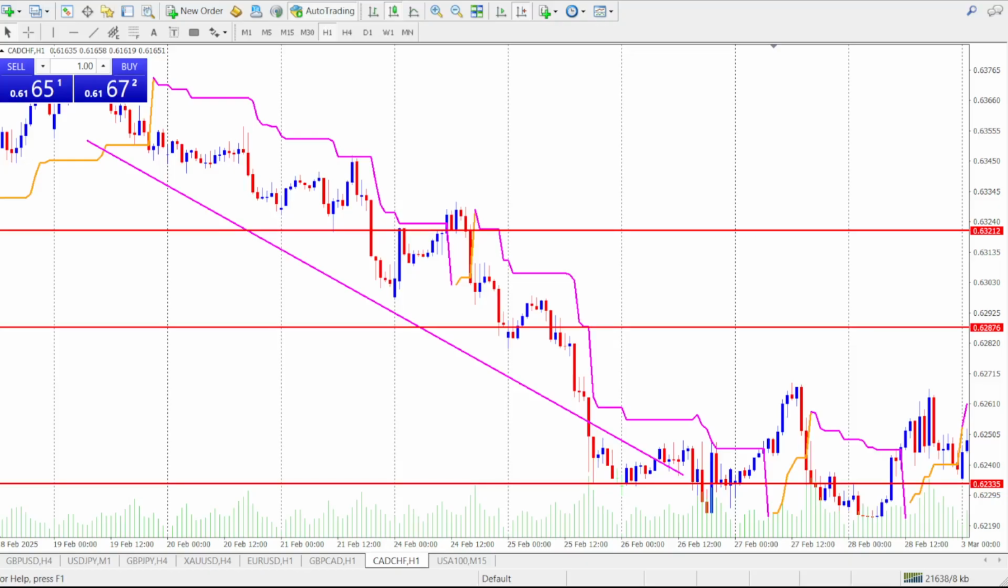Now, this indicator is an effective tool for traders who want to stay in trends longer and avoid premature exits. Whether you are a beginner or an advanced trader, this indicator helps you manage risk, stop loss placement, and trade exits more effectively.